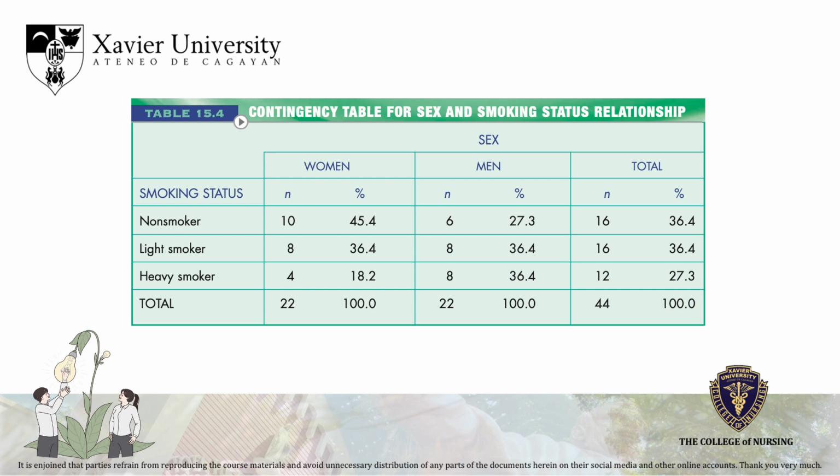Contingency tables usually are used with nominal data or ordinal data that have few ranks. So in the present example, the sex is nominal, of course, and smoking status as defined is ordinal.